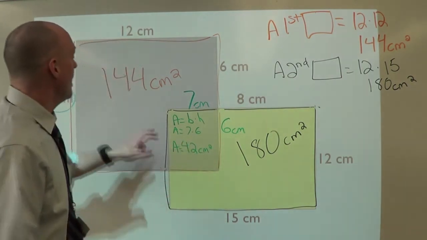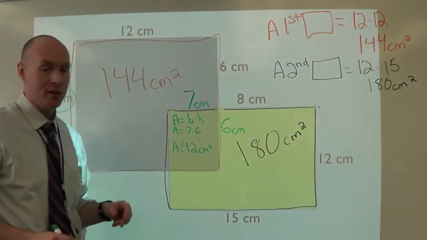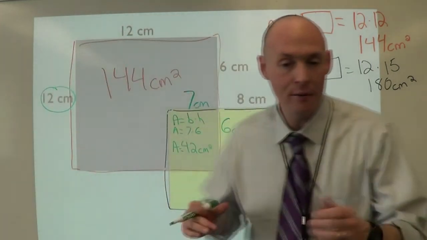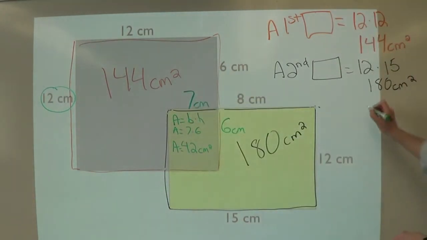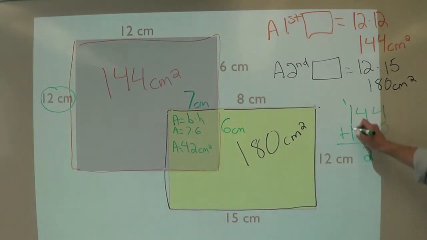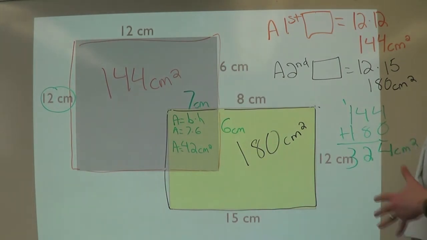Okay. So I have 144, I have 180, and I have 42. Well, let's solve. First, we have to come up with the total. The total for both of these is going to be 144 plus 180. 0 plus 4 is 4. 8 plus 4 is 12. Carry the 1. 1, 2, 3. 324 centimeters squared. Okay. With that, we have to subtract.